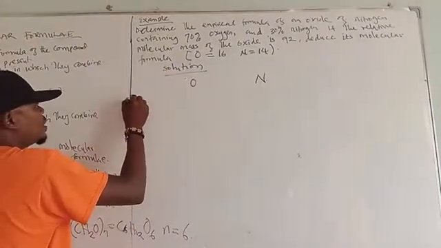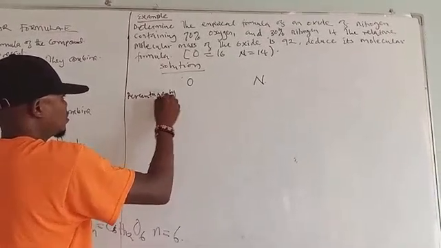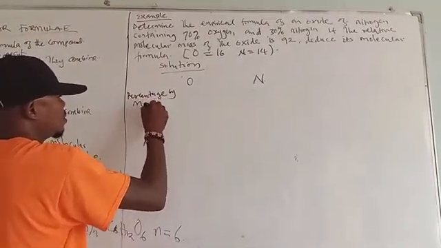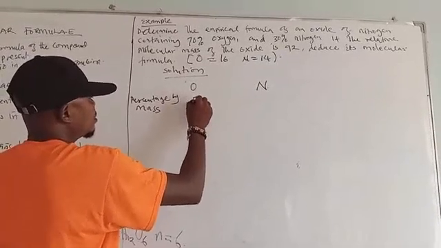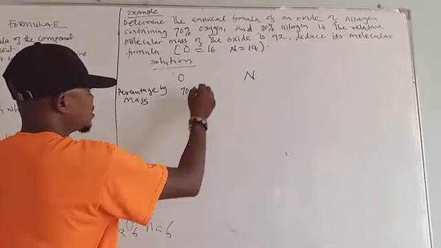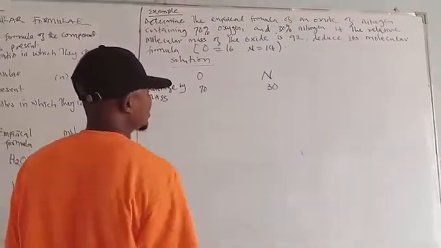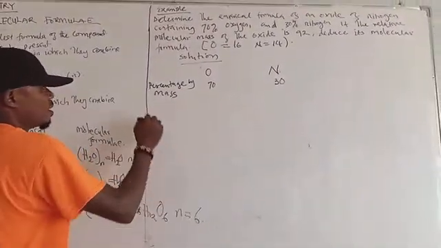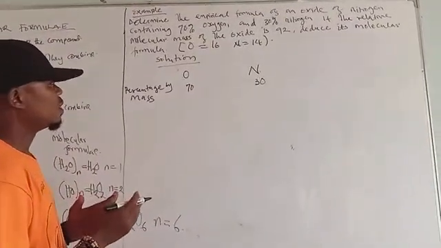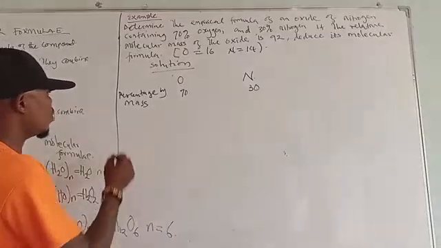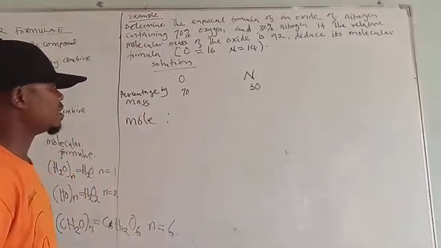Let's look at that percentage by mass given to us. The percentage of oxygen given is 70%, while that of nitrogen is 30%. Alright, this ratio, let's convert this to mole. The number of moles present in each of these percentages.